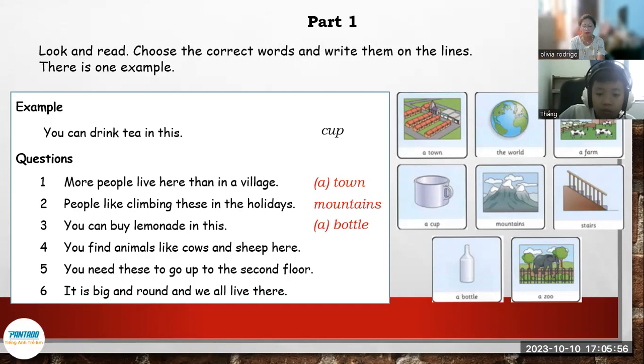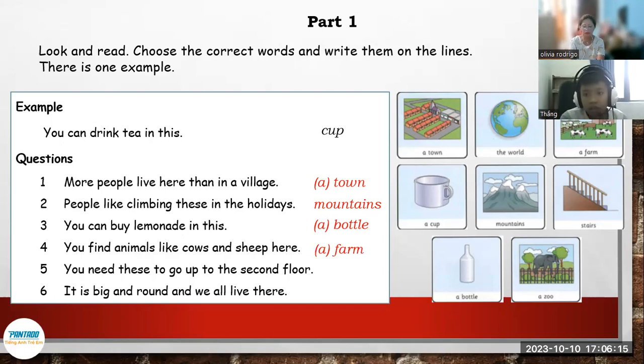You find animals like cows and sheep here. It's a zoo? It's a farm. Very good.